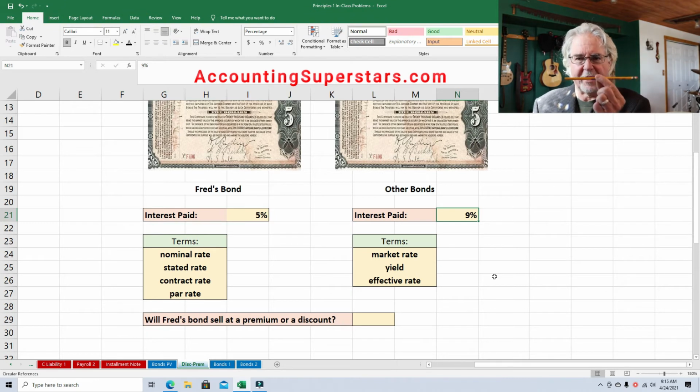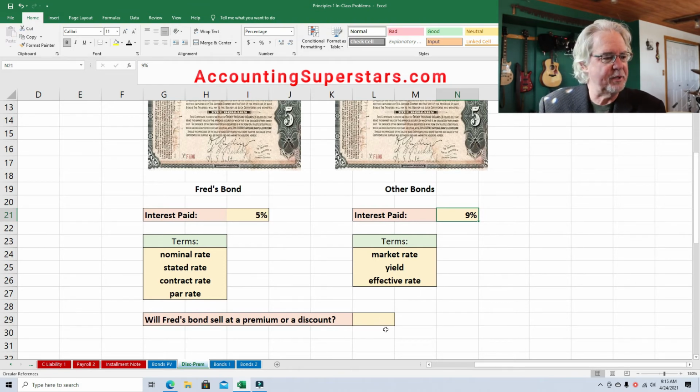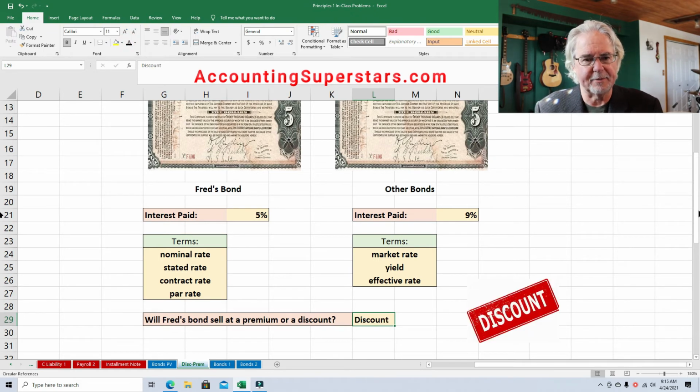And just remember the pencil trick, the pencil here, that the eraser is the dollar value of Fred's bonds. The unsharpened side here is the interest rate. So the market rate is going up, so the value of Fred's bonds is going down. It's just that easy. There's never any exceptions. Now, just like the pencil, there's never any exceptions unless my pencil's broken or something. When market interest rates go up, the value of Fred's bonds go down. All right. So will Fred's bonds sell at a premium or discount? Well, they'll sell at a discount.